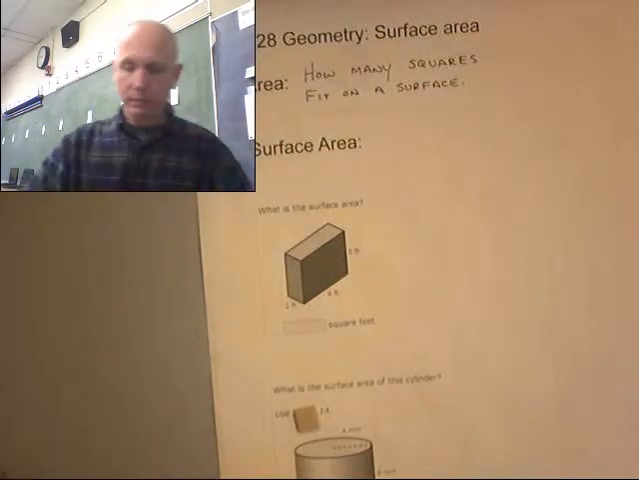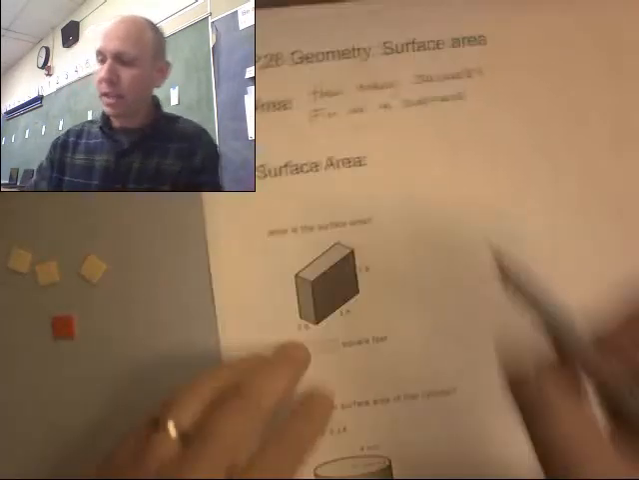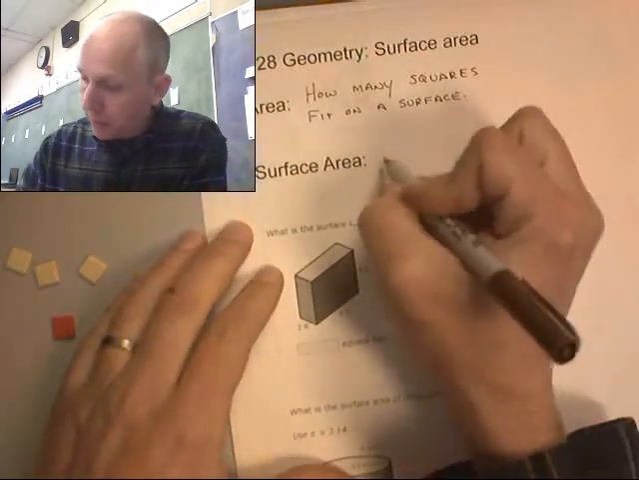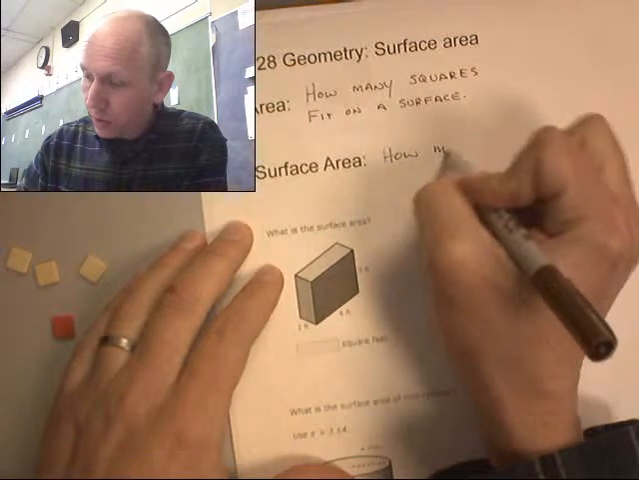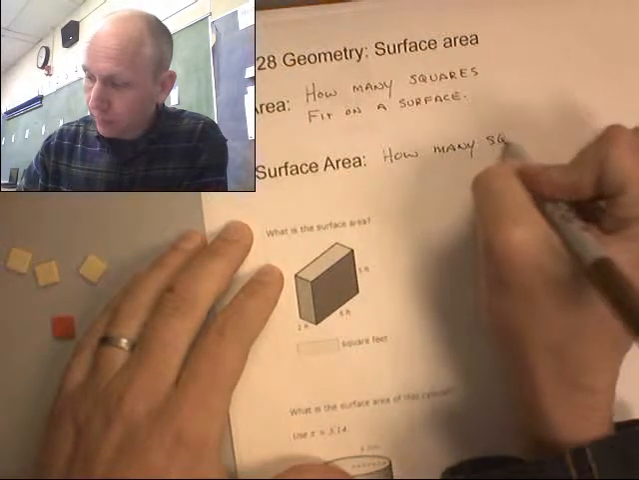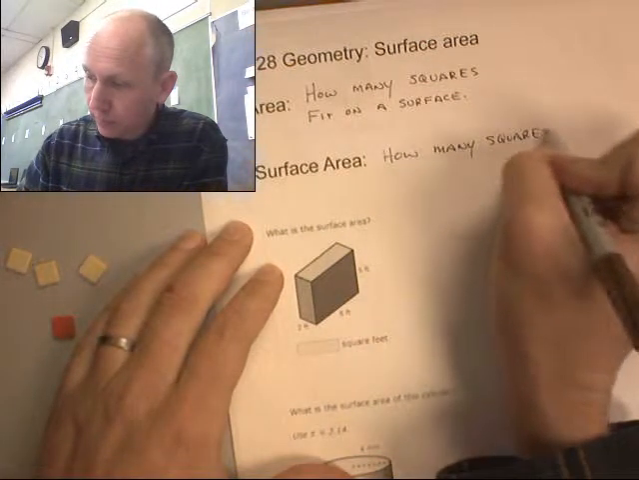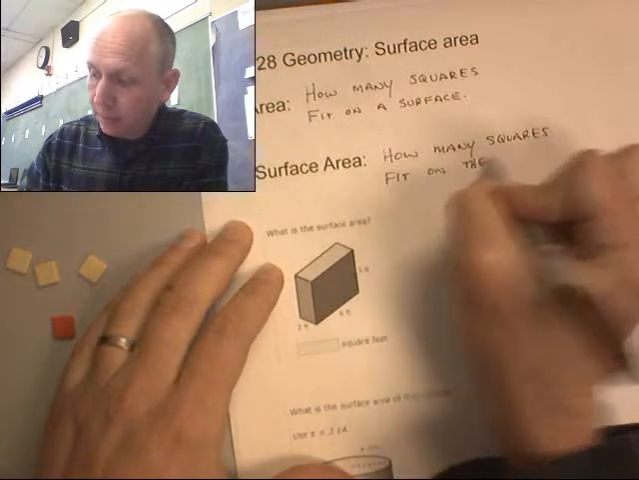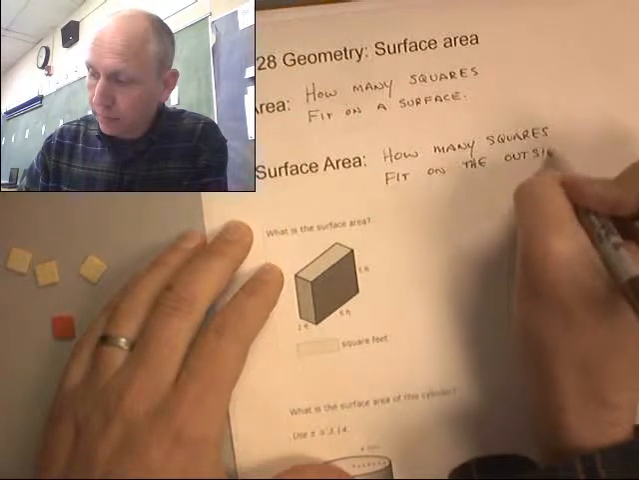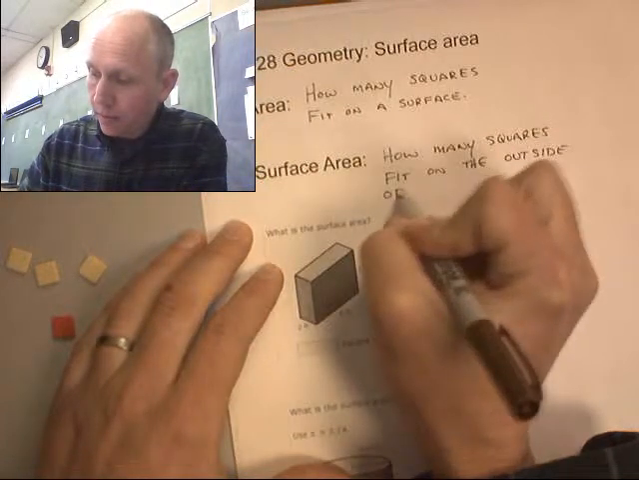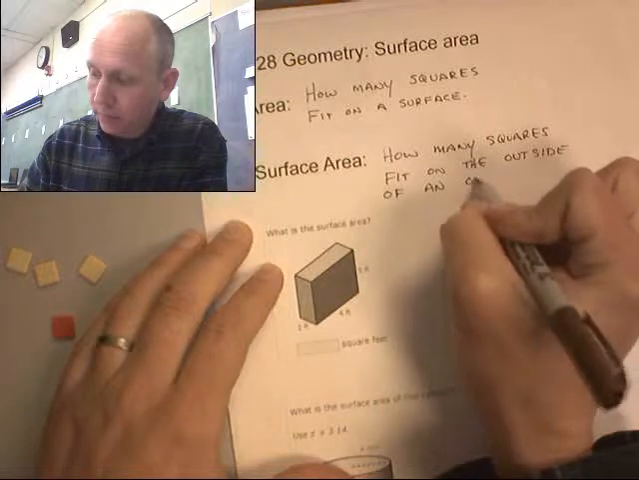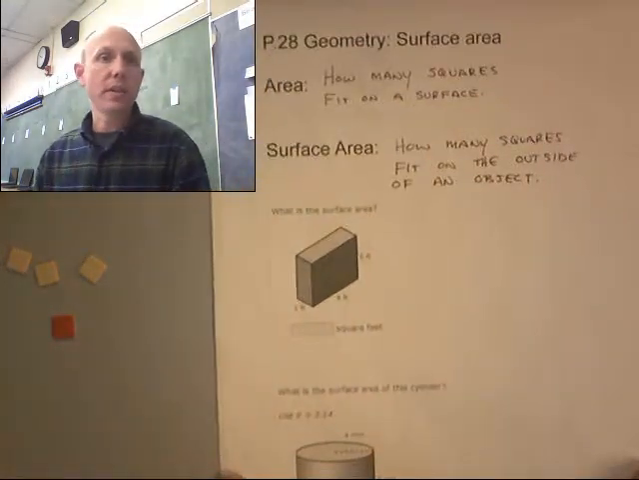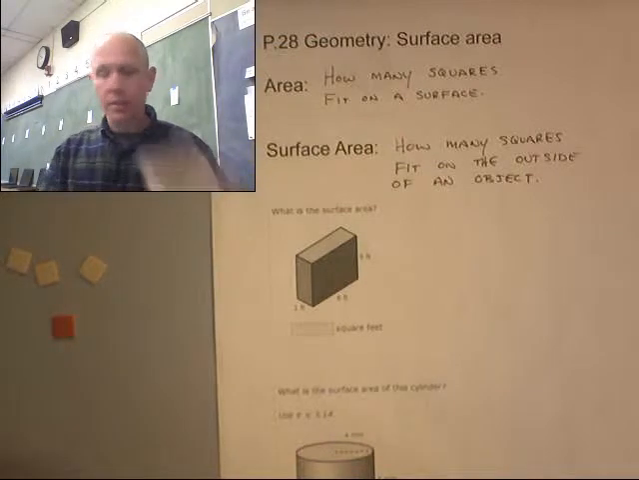So surface area is how many squares will fit on the outside of an object. So that's surface area. Well, let's go back to this block.